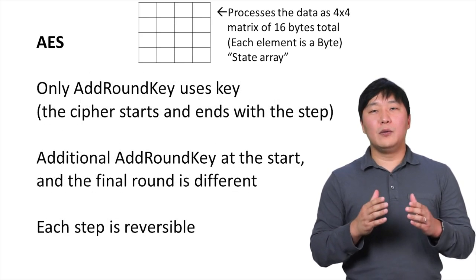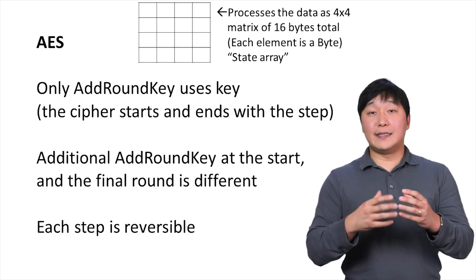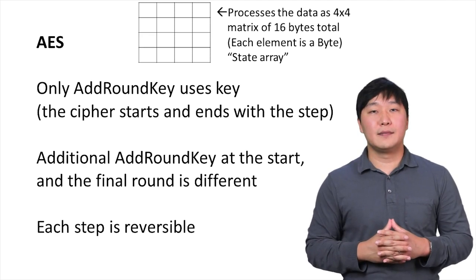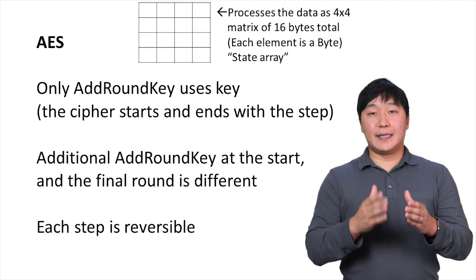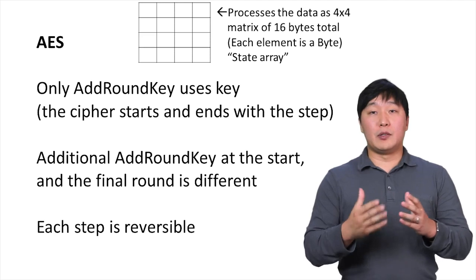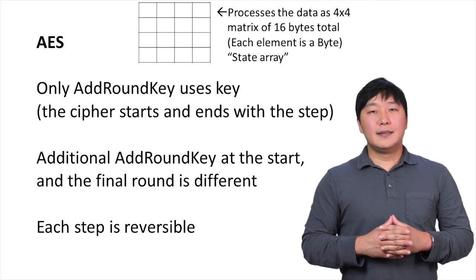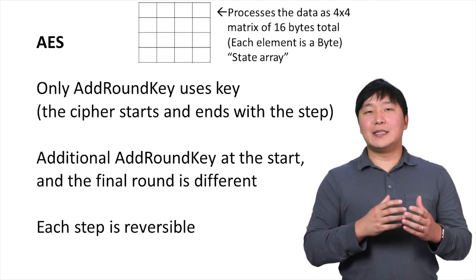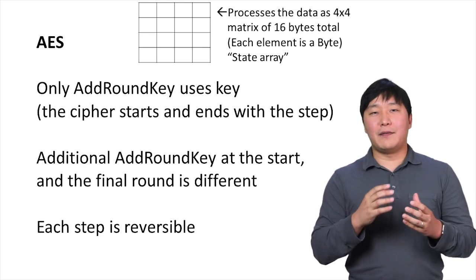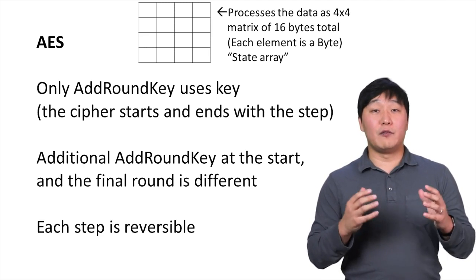Among the steps, only AddRoundKey uses the round key, and therefore provides security by presenting randomness against an attacker who does not know the key. If AddRoundKey steps were not there, AES would merely produce a non-keyed permutation whose mapping or transformation is known to the attacker. This is why the AES cipher starts and ends with the AddRoundKey step, and includes the additional step of AddRoundKey before the rounds. Each step within the rounds is reversible.